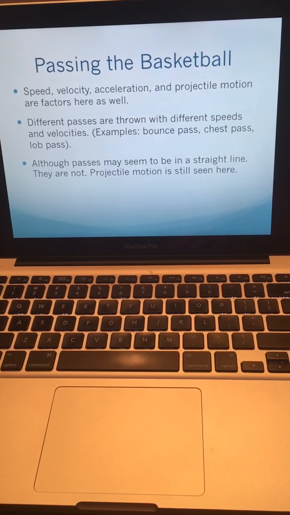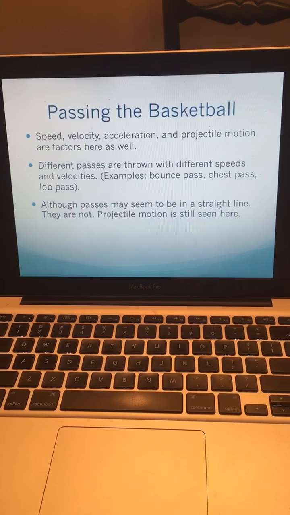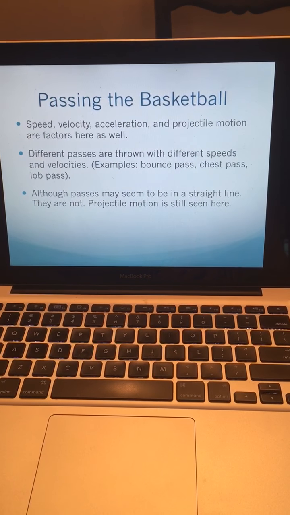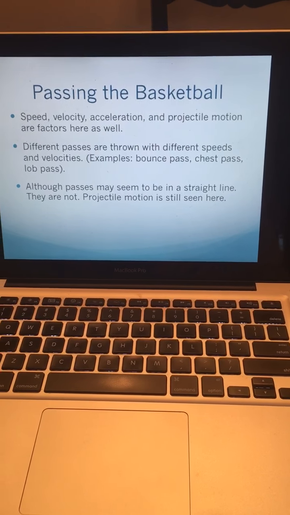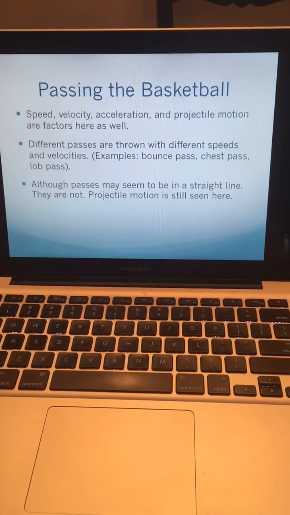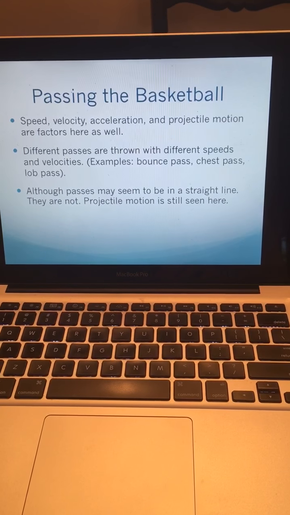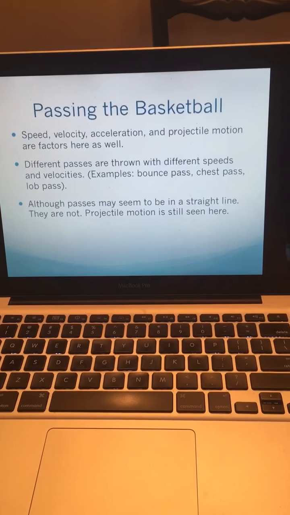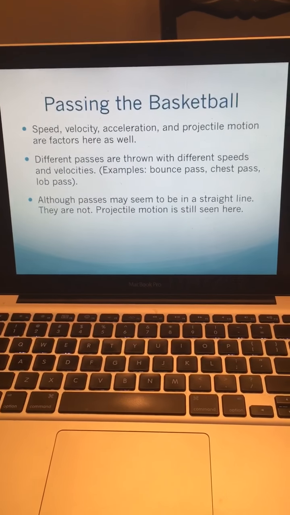The path the ball travels may look like a straight line, especially in a chest pass. However, it's not. A quote from the article titled Physics in Basketball states, "It's actually a downward parabola because gravity continuously acts on the ball. The x-coordinate force is the force put on the ball by the player's hands. The y-coordinate force is the force due to gravity, which is the acceleration equal to negative 9.8 meters per second per second."